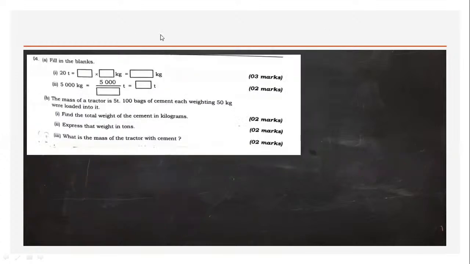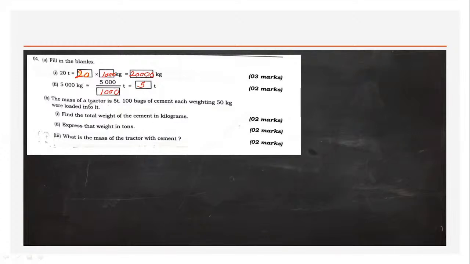Next one, fill in the blanks. 20 ton here. Then how can we write 20 into 1000? So 20,000 kilogram. 5,000 kilograms to ton, then you have to divide this by 1,000, 5 ton. The mass of a tractor is 5 ton. 100 bags of cement, each weighing 50 kilogram, were loaded into it. Find the total weight of the cement in kilograms.